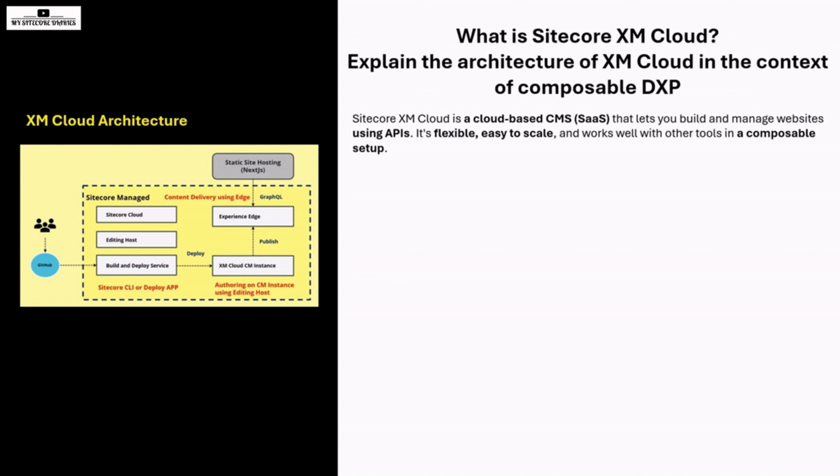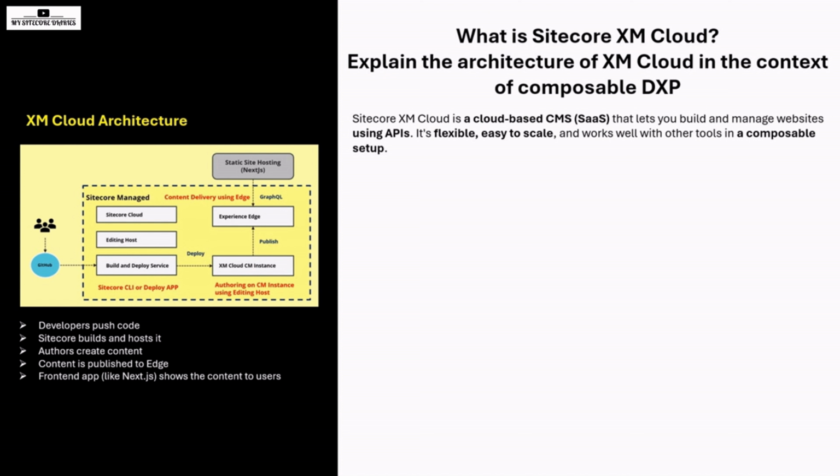If you can see, this is the XM Cloud architecture. Basically, developers develop the code and push it to GitHub, and then it goes to the Sitecore managed cloud, where we have a build and deploy service which builds the code and deploys it on the XM Cloud CM instance. You can use the Sitecore CLI or a deploy app for that. And then there is an authoring instance. The CM instance is basically your authoring instance, so authors can log in, create the content, and that content gets published to Experience Edge.